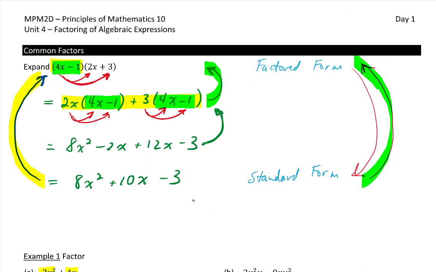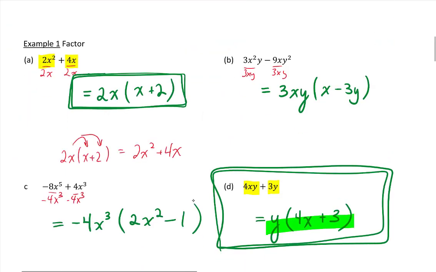That's going from this step here, going through that step to get to factored form. So we've taken 4 terms, brought them down to 2, and then common factored. All right, let's try this a few more times.